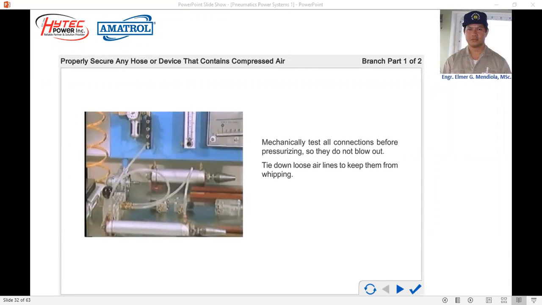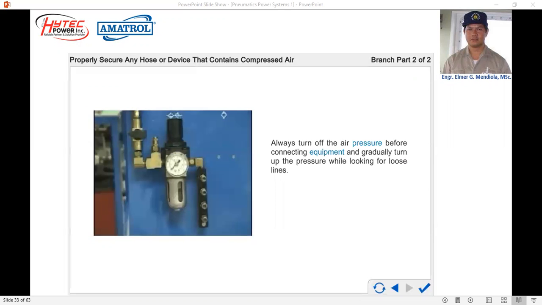The second rule is to properly secure any hose or device that contains compressed air. Mechanically test all connections first before pressurizing, so they do not blow out. Tie down loose air lines to keep them from whipping. Also, always turn off the air pressure before connecting equipment and gradually turn up the pressure while looking for loose lines.